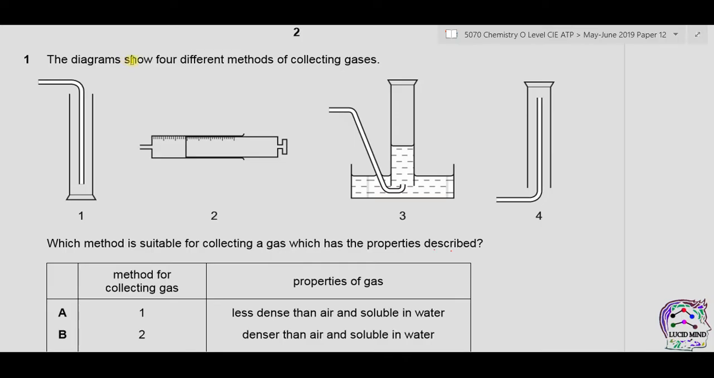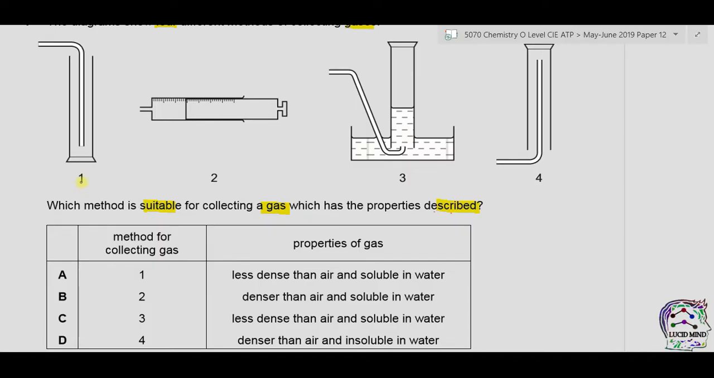Question number 1. The diagrams show 4 different methods of collecting gases. Which method is suitable for collecting a gas which has the properties described? A. Method of collecting gas is number 1, and this is actually downward delivery. Properties of gas is that gas should be less dense than air. Now this is incorrect because the gas should be more dense than air if we are going to use downward delivery. This is because heavier gas tends to go downwards because of gravity and lighter gas tends to go upwards.